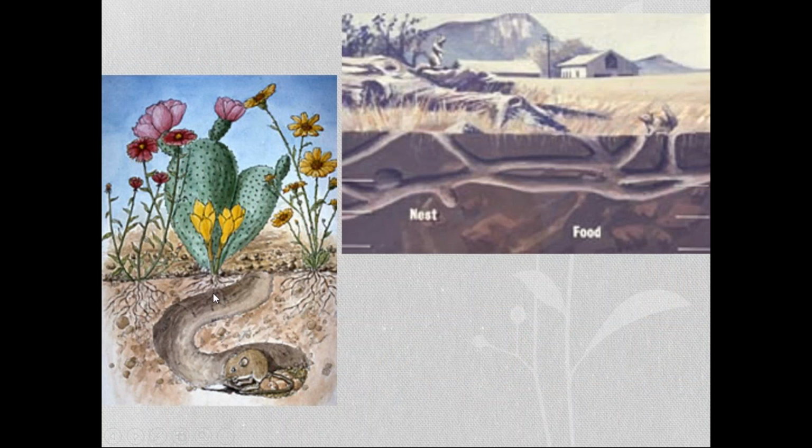Just a picture of like simple. Some burrows are very, very simple. Some are much more complex. So this would be a pocket gopher, or actually prairie dog. Be prairie dog. So it's a whole like little village underneath. Whereas this here, this little mouse, pretty simple.